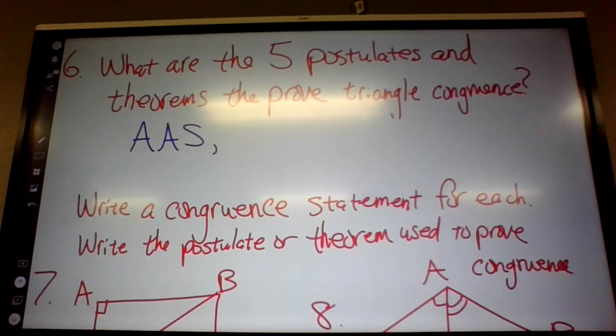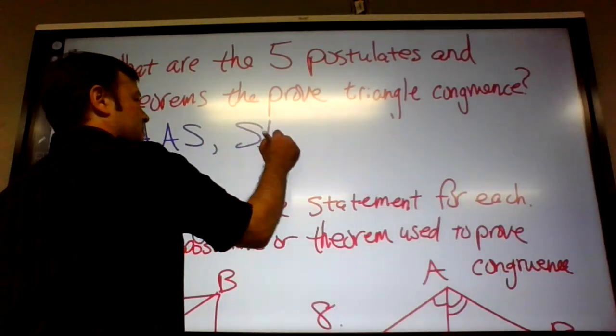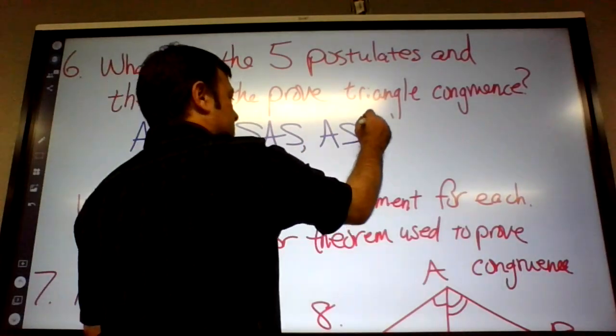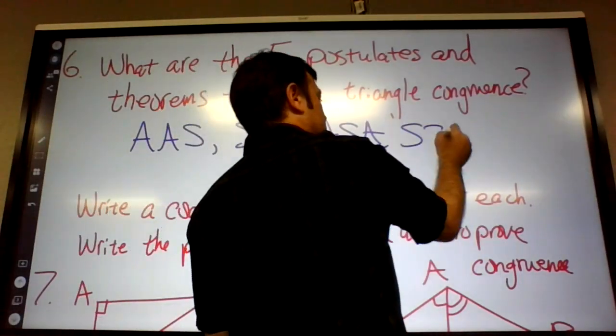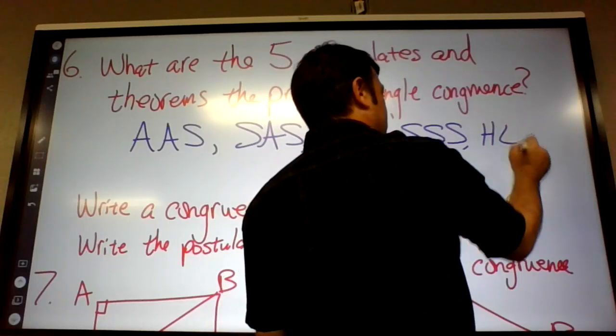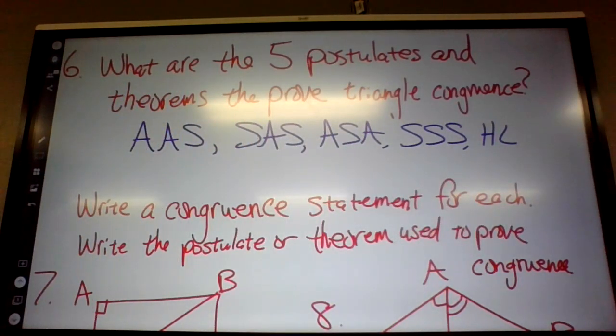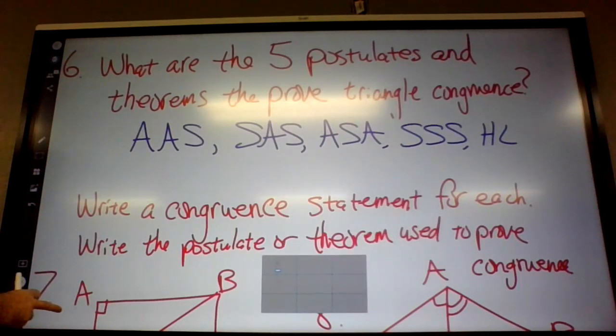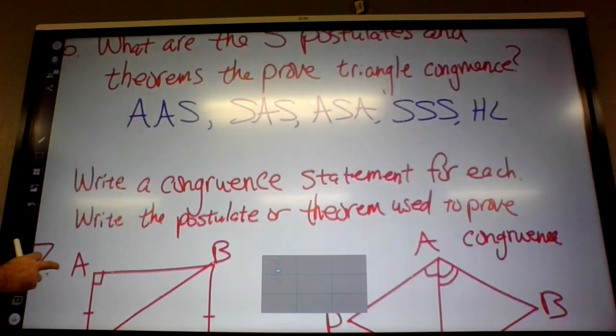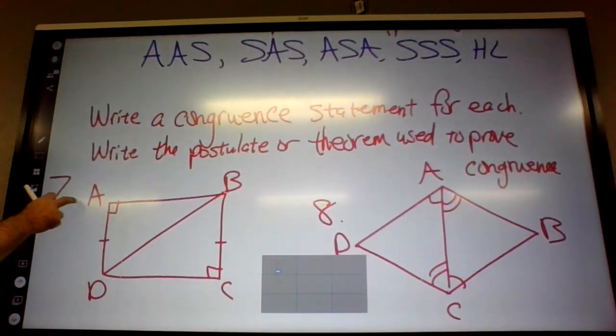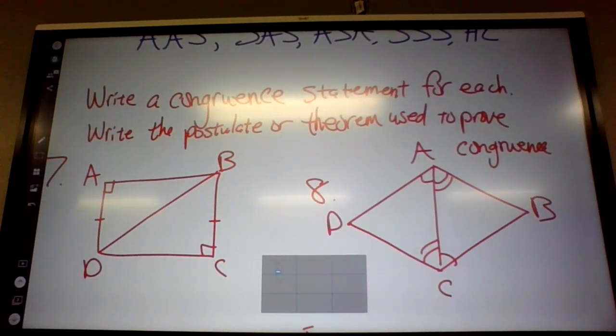Okay, what are the other 4? Side, angle, side. ASA. HL. AAS. And side, side, side. Well, between all of us, we got all 5. You guys are gonna have all those tomorrow? Yeah. And also, you kind of need this to do the next 5 problems or 6 or however many there are. Write a congruent statement for each. Write the postulate or theorem to use to prove congruence.